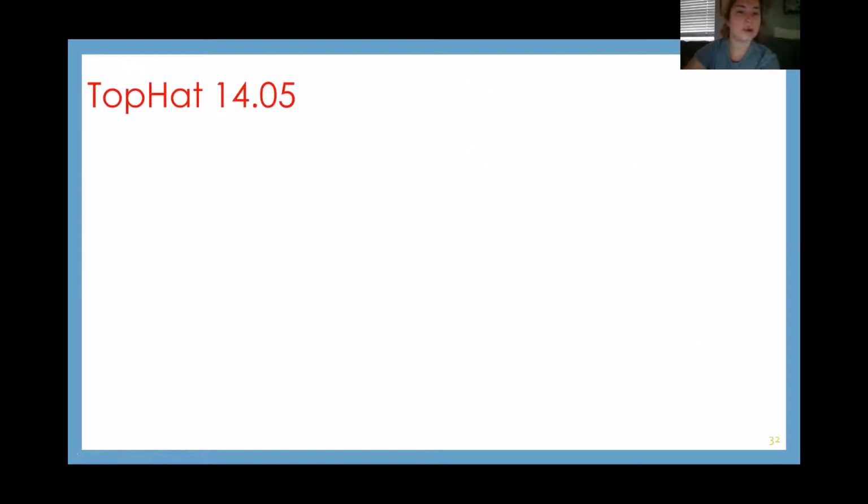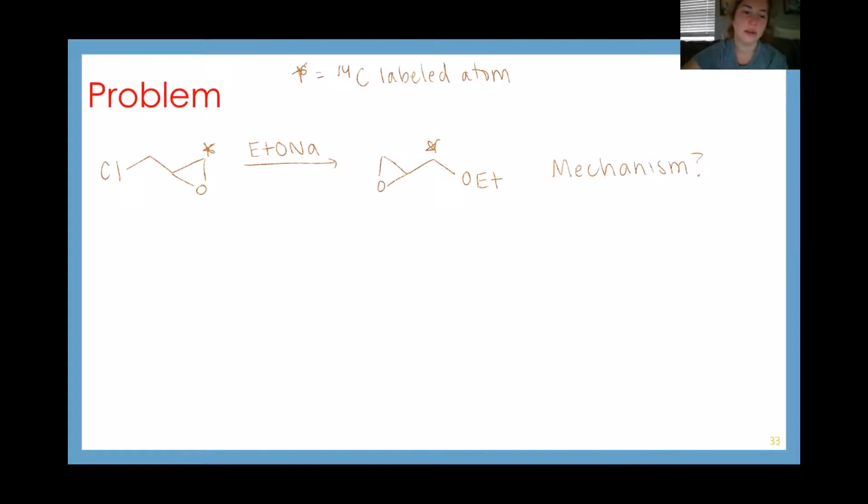Okay, and then we already did this question, so we're going to move to this one. This is the problem that I gave to you guys at the end of class and asked you to think about. Did anybody work on this mechanism?